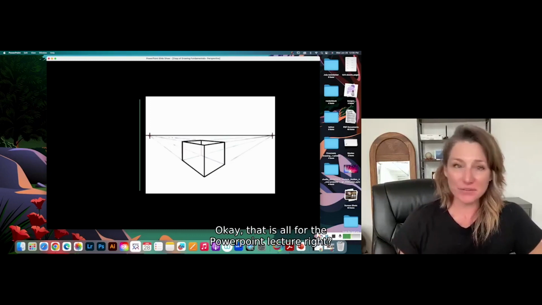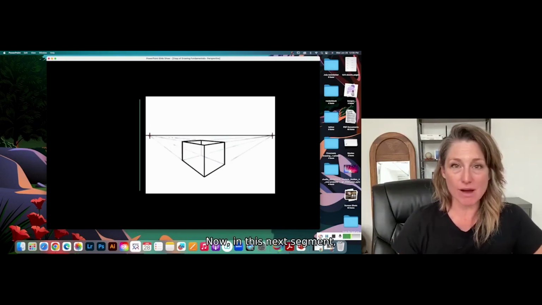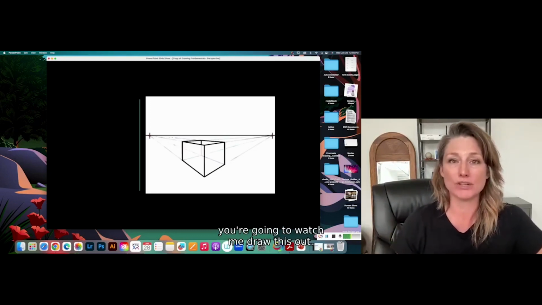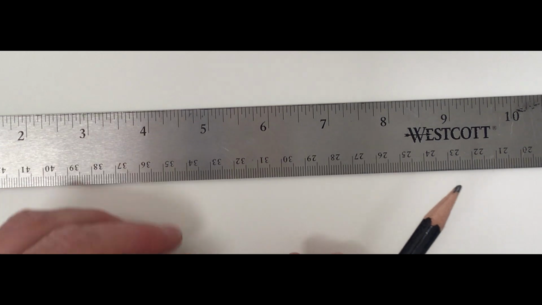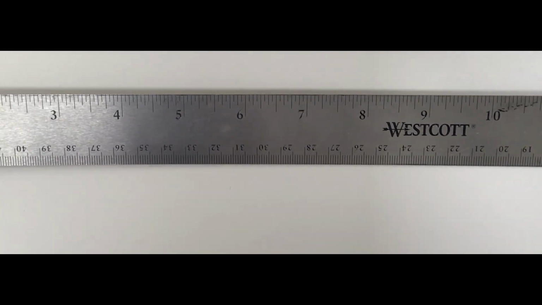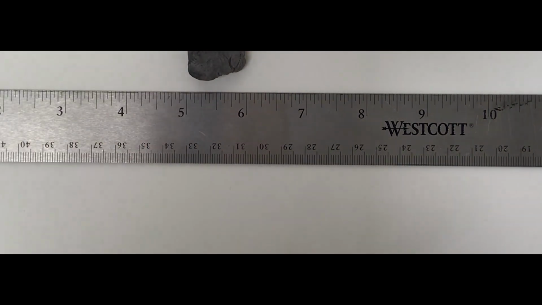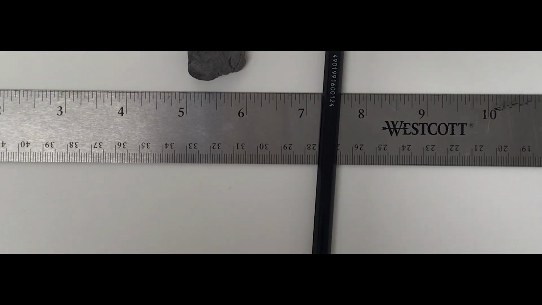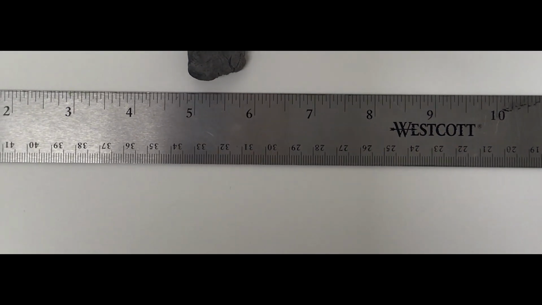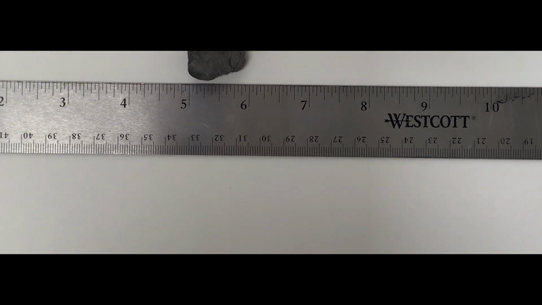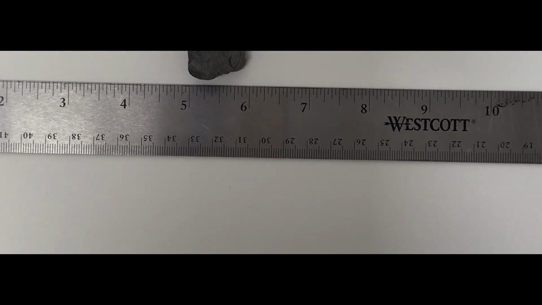Okay, that is all for the PowerPoint lecture right now. In this next segment, you're going to watch me draw this out. So all you're going to need for this exercise is your straight edge, a kneaded eraser, and then you can use your 2B pencil. I'm going to do a demo in a small space, and then you can expand it to the larger edges of the page as you're working through your exercises today.